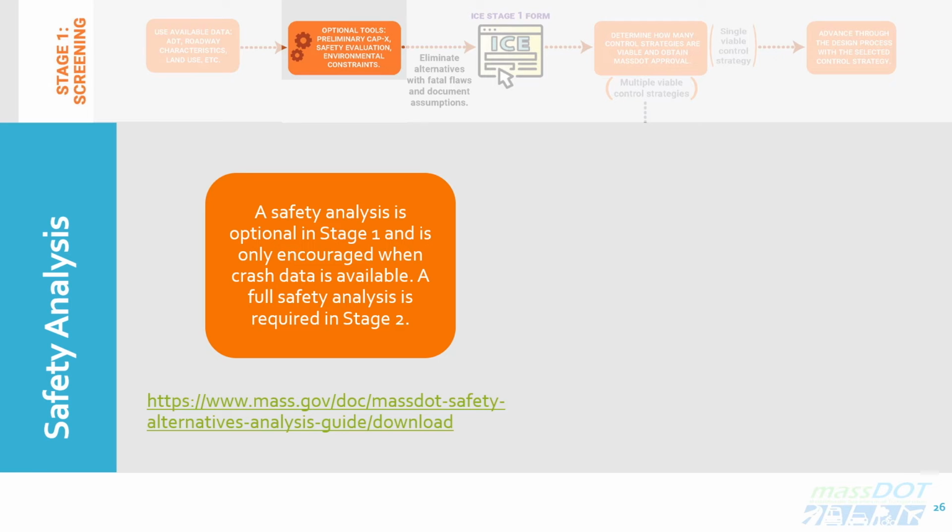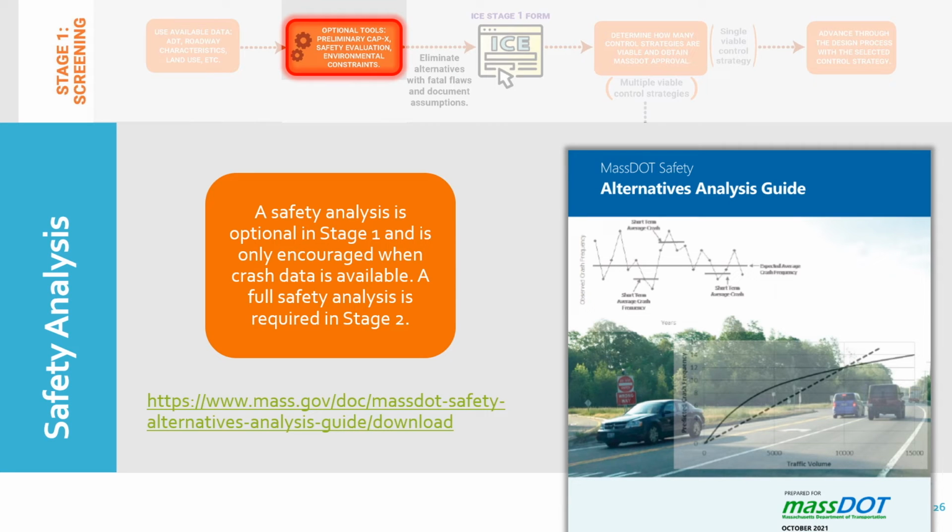To complete a safety evaluation, it is recommended to use the MassDOT Safety Alternatives Analysis Guide. The guide is designed for engineers, planners, and analysts at the project level to assist with the data-driven approach. The methods and tools within the guide provide insight into the potential design and traffic decision effects these will have on roadway safety. For a detailed how-to guide on safety evaluation, refer to the Stage 2 modules of this training series.